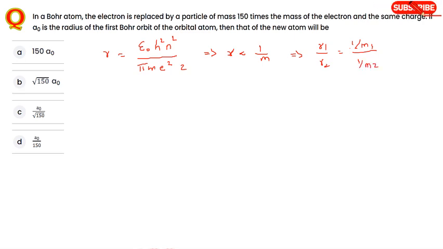From this, r1 divided by r2 will be equal to m2 divided by m1. Already they have mentioned r1 here is a0, so a0 divided by r2 will be equal to m2, which is 150 times of m, divided by m, and m will be cancelled here. From this, r2 will be equal to a0 divided by 150. So that is the answer in this case.